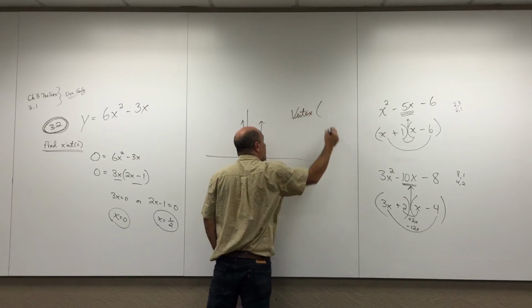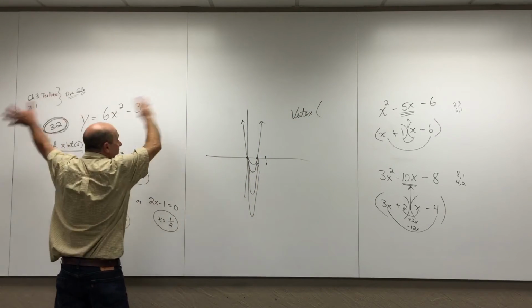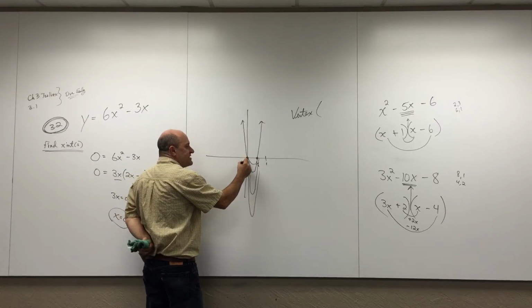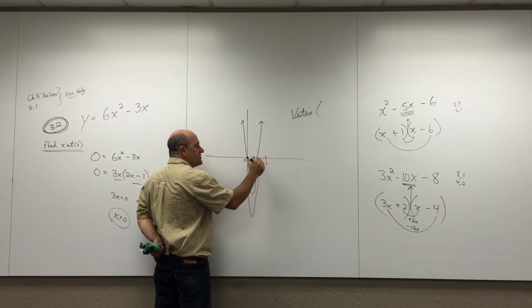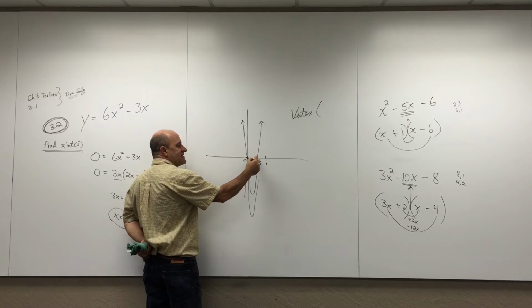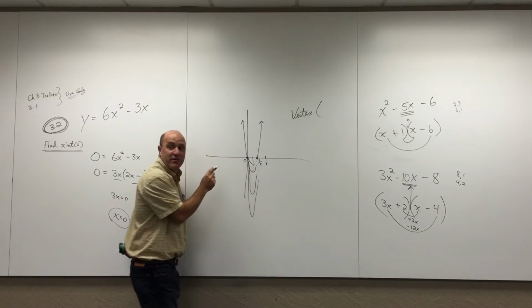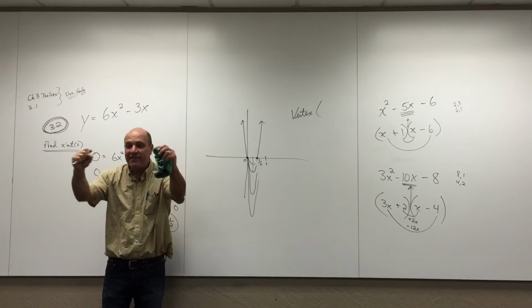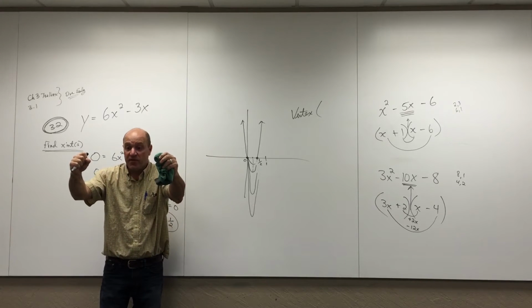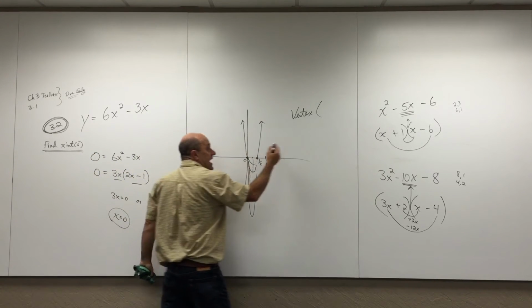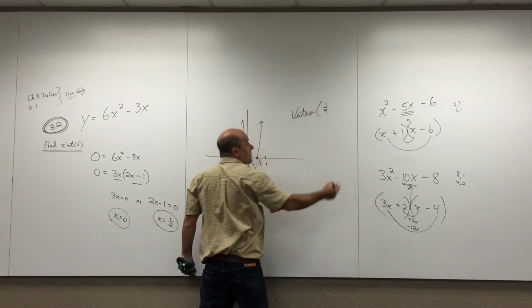I'll tell you one thing. I know the x value of the vertex without even doing any damn math. Sorry, my picture got messed up here. But if that's 0 and that's 1/2, guess where the x value of the vertex is? It's right in between, dude. These parabolas are perfectly symmetric. So if you got the x-intercepts, the vertex is right in the middle. The x value of the vertex is right in the middle. So the x value is guaranteed to be 1/4.